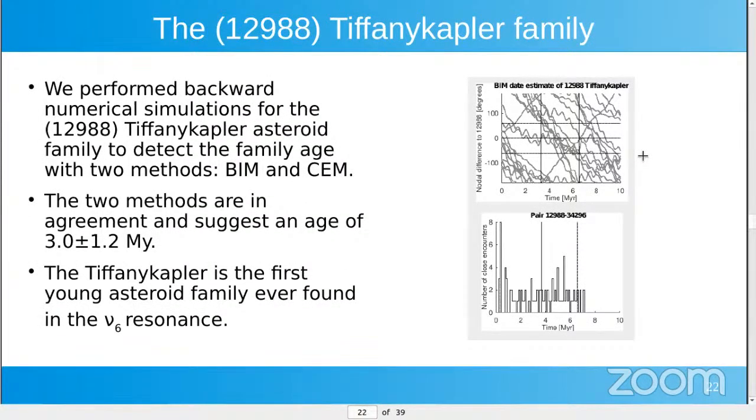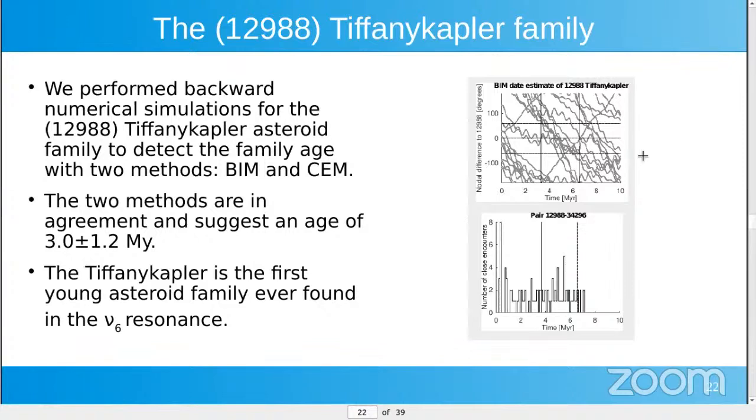This is a small group, just a bit more than 10 asteroids, but we can apply very precise methods for dating this family. We can integrate the orbits of these asteroids in the past and apply two methods called the backward integration method and the close encounter method. The backward integration method checks the difference between the longitude of nodes of an asteroid and the parent body, in this case Tiffanykapler, in the past. Ideally, if the family formed in the last 7 million years, around the age of family formation all the differences should tend to zero.